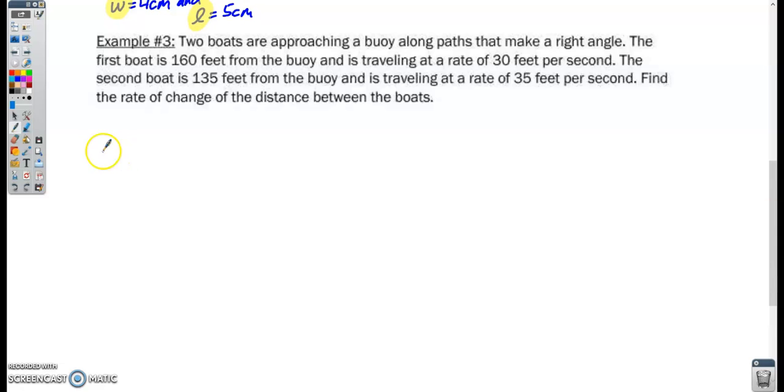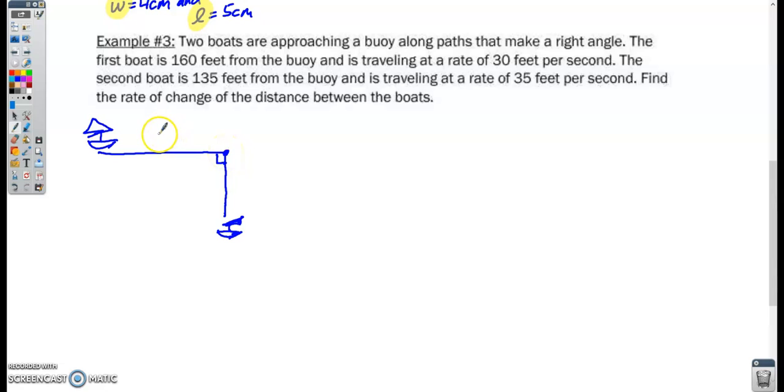So I have boat number 1. I am definitely not an artist. Don't mind my boats. So we've got boat A that's traveling towards a buoy. I'll put the buoy right here, and boat B also traveling towards the buoy. And those two boats, I am the worst artist alive, are traveling closer and closer to the buoy, which is right at this right angle intersection here.